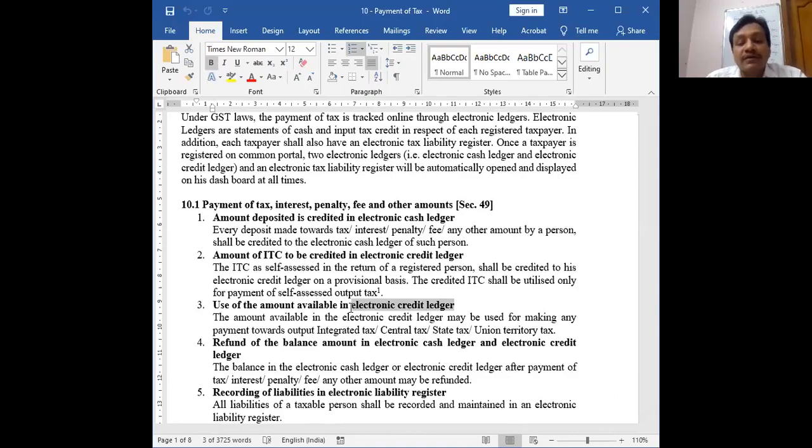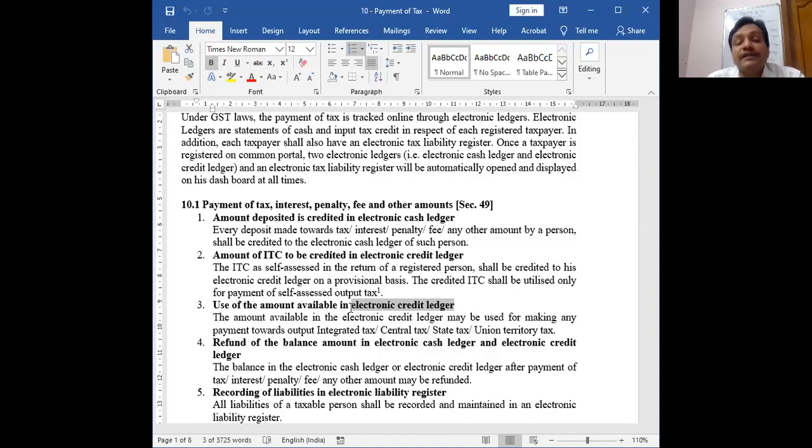As we remember, which amounts are reflected in your electronic credit ledger? Only input tax credits. Your cash payment is not reflected in the electronic credit ledger. So how can you use your input tax credits? I can use those only to pay my output taxes, whether it is output IGST, output CGST, output SGST, or output UTGST.